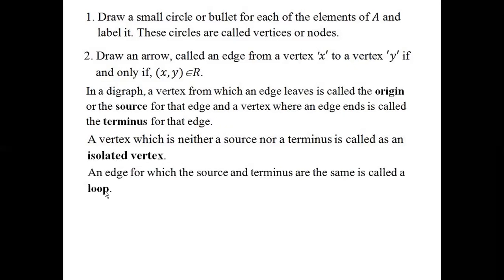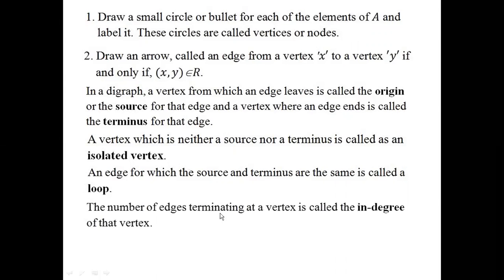Next, about loop we are trying to understand. An edge for which the source and terminus are the same is called a loop. Suppose we draw an edge from a particular vertex and end on the same vertex. The source and the terminus are the same. The initial and the end vertex are the same. Then such an edge is called a loop.